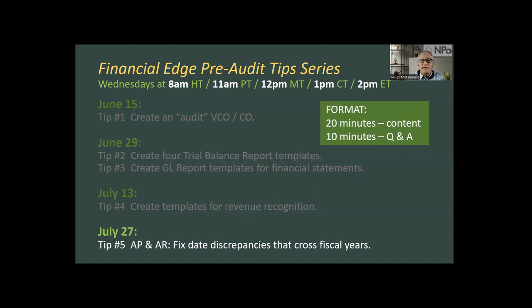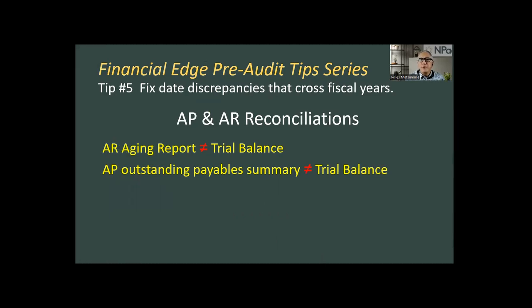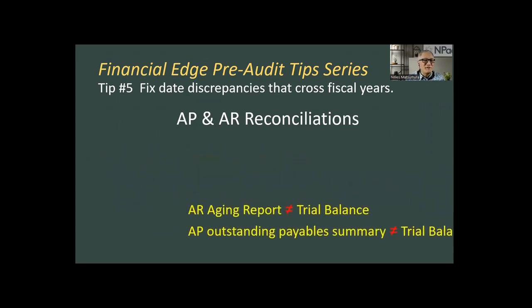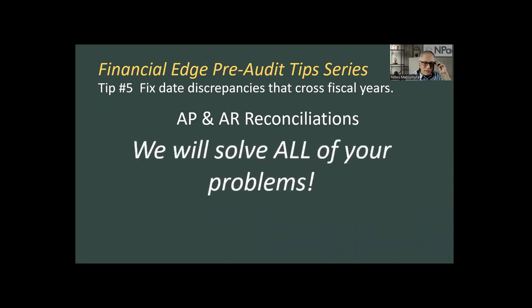Today, we're on tip number 5, fix date discrepancies that cross fiscal years. Let's begin. During audits, AP and AR reconciliations are a thorn in the side for many users. They get frustrated to find that their aging and outstanding balances reports do not match their trial balances. It's like they just fall off the cliff. So during the next 20 minutes, we will solve all of your problems.